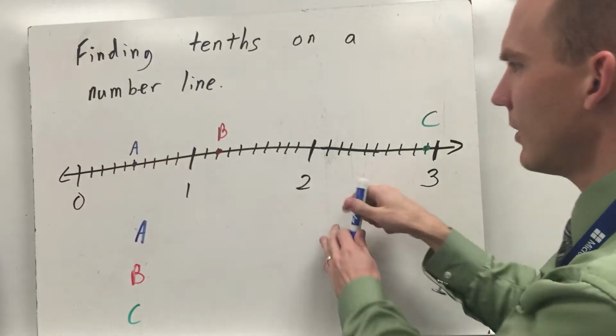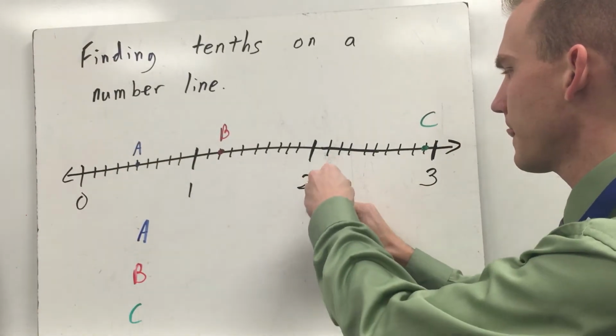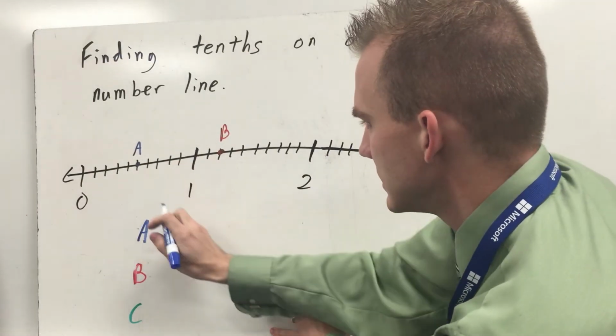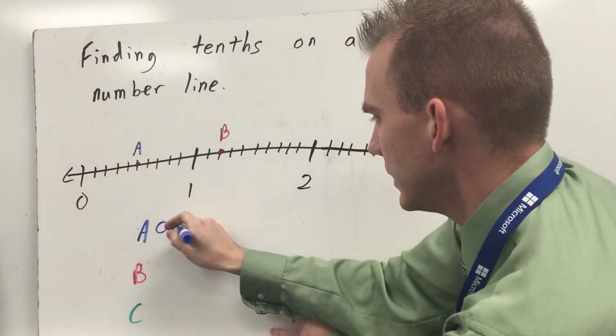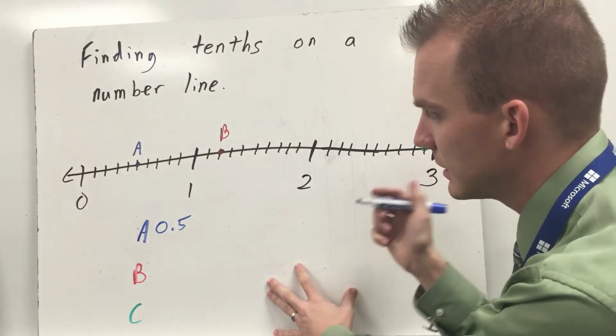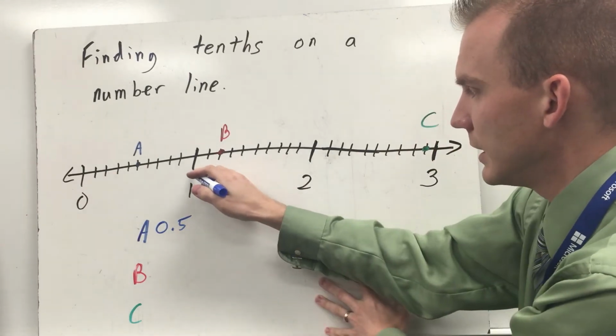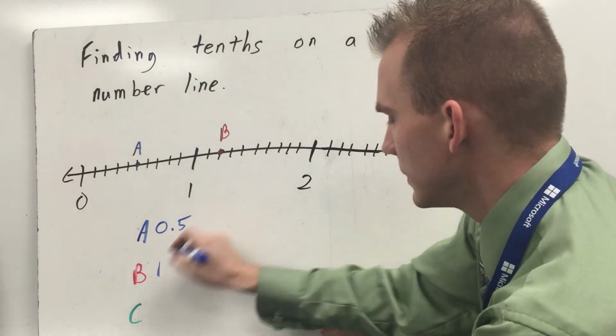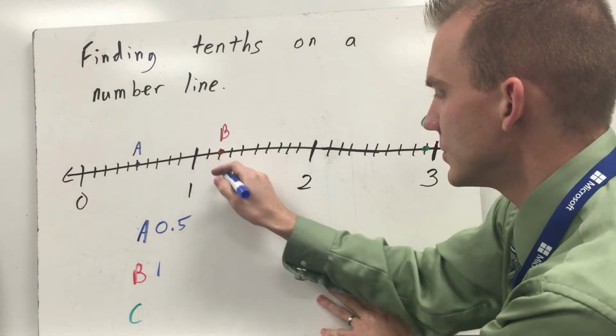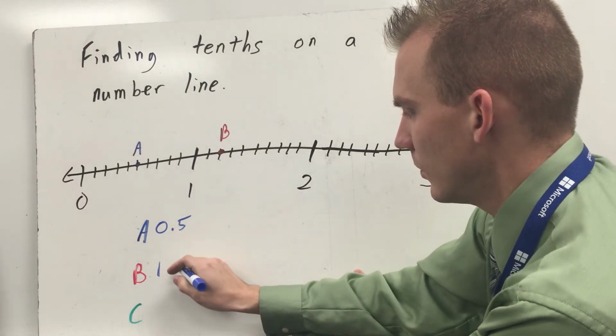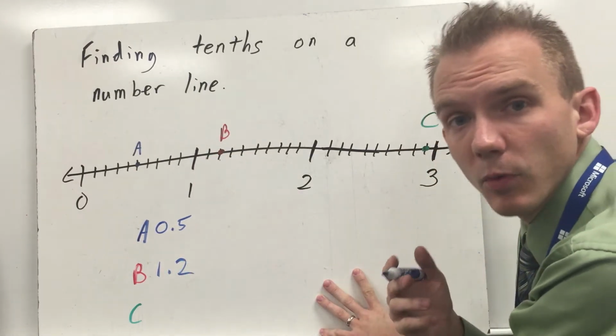So when I want to write down what A is, I just write down A would be 0.5, 5 tenths. And then B, I come over here, it's 1, it's not to 2. 1, 2, 2 tenths. 1 and 2 tenths, 1.2.